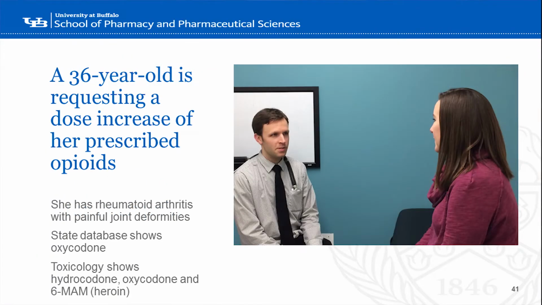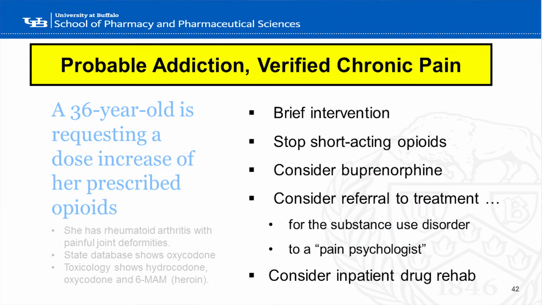A 36-year-old is requesting a dose increase of her prescribed opioids. She has rheumatoid arthritis, and on examination, she has painful joint deformities. The state database shows oxycodone as she's being prescribed, but her toxicology shows hydrocodone, oxycodone, and 6-monoacetylmorphine, which is heroin. So this person probably has an addiction. But she also has a chronic pain disorder. So you're kind of stuck here.